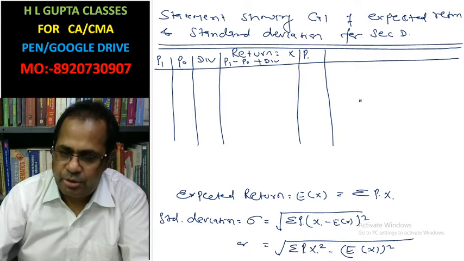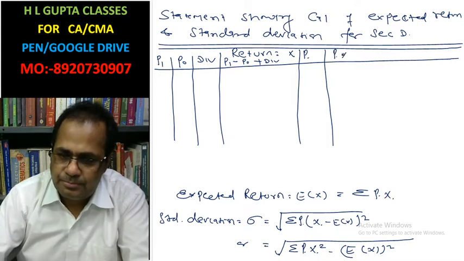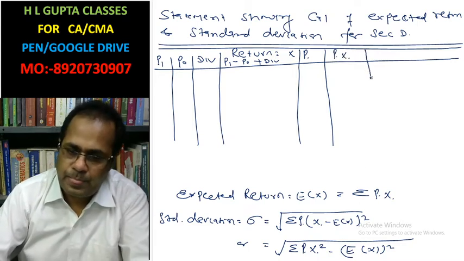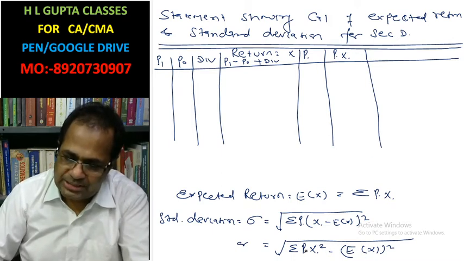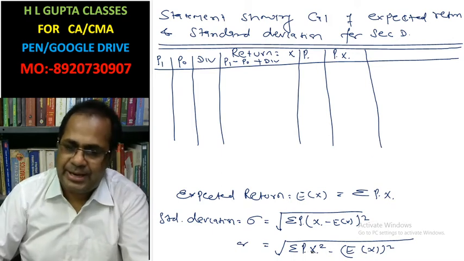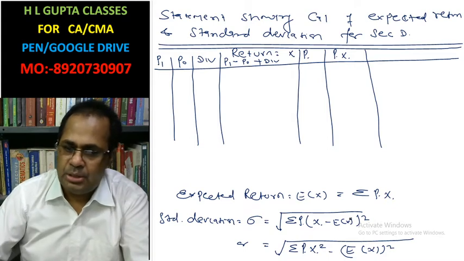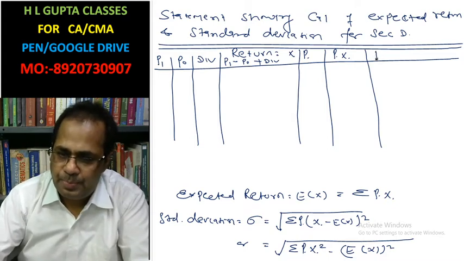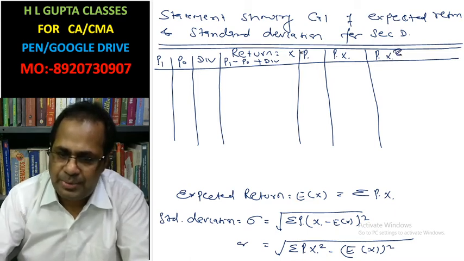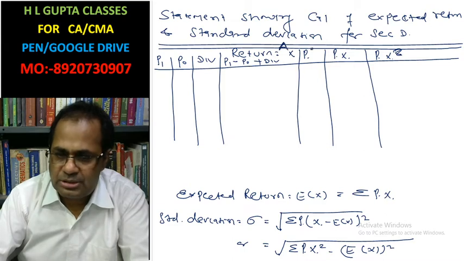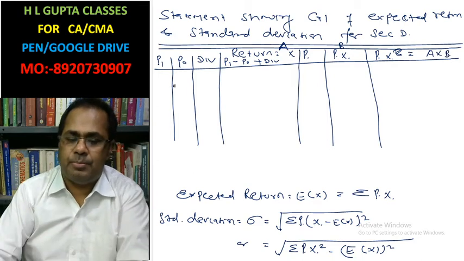For expected return, you need PI XI. For the standard deviation, you need PI XI X square. So this is your PI XI X square, PI XI. How do you calculate PI XI X square? Suppose this is A, and this is B, and then this is calculated A into B, PI XI will come.